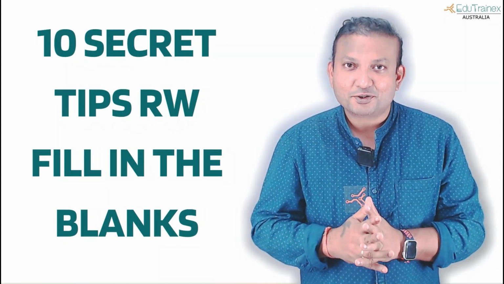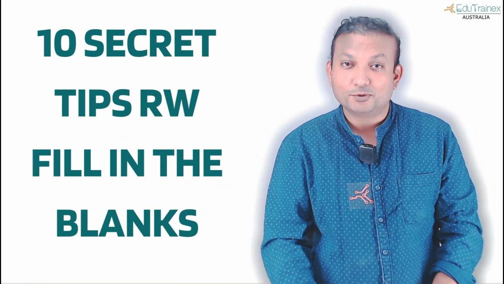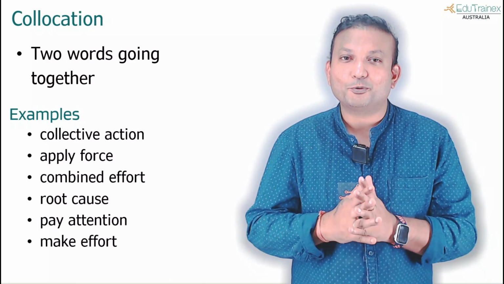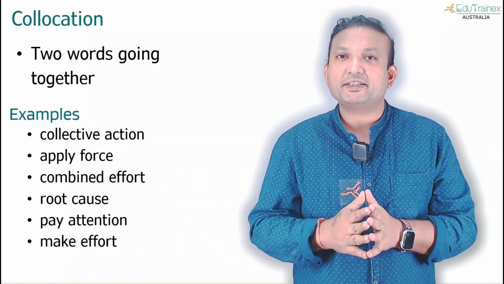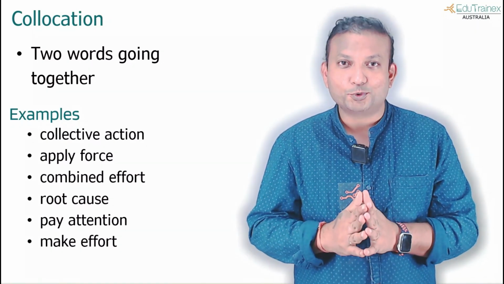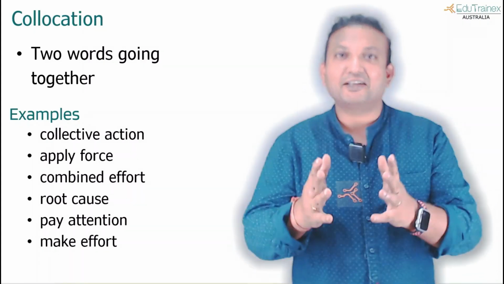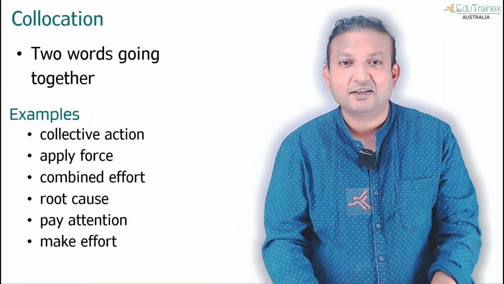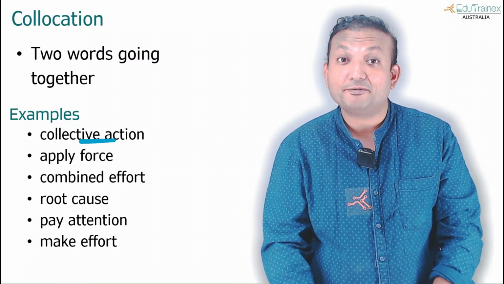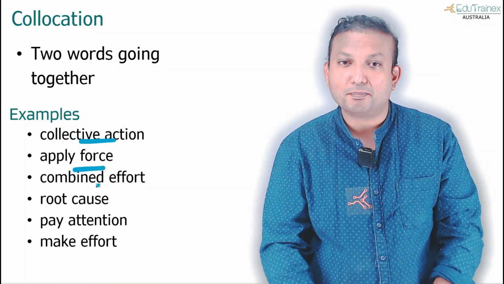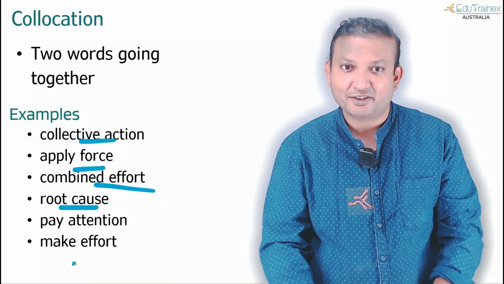Let's start with the first one, which is collocation. Very important and very easy to solve once you are very thorough with the collocation. So collocation is nothing but when two words are used together often. Like the way you are watching the video, you are paying attention. That's a collocation. See some other examples here: collective action, apply force, combined effort, root cause, make effort.